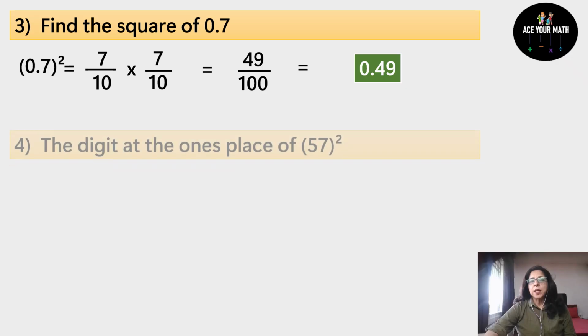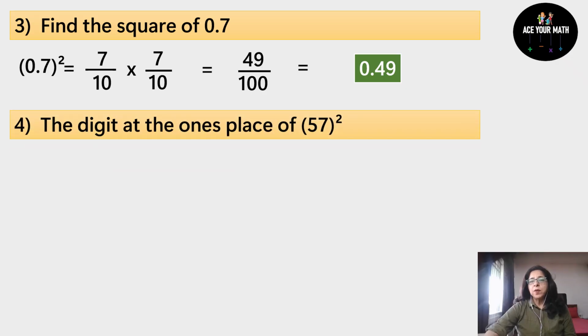Okay. Now look at the next question. The digit at the ones place of 57 square. No need to solve this completely. You need to answer what will be the digit at the ones place when you find the square of the given number. So you look at which digit is at the ones place. It is 7. So 7 times 7 is 49. So the digit at the ones place of 57 square will be 9 only. Okay, so the answer is 9 here.